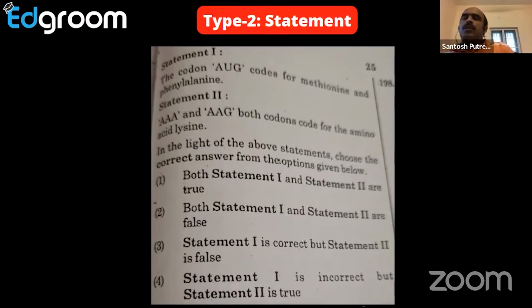So, AUG codon codes for methionine and phenylalanine. You can see there, the codon AUG does not code for phenylalanine. Codon AUG codes only for methionine. So the statement has a twist in the last part. So students have to read until the last part before arriving at the answer in these types of questions. That is very important.